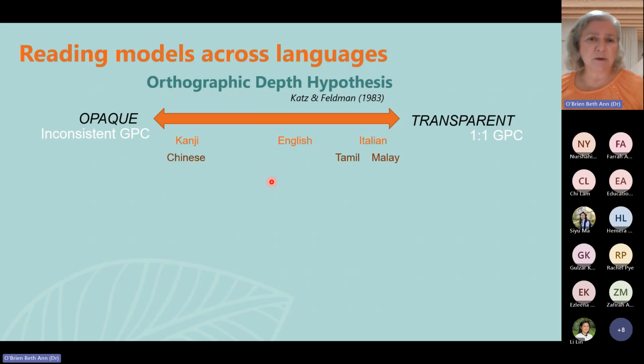And so some of the languages that we're studying here in Singapore and that we'll talk about in our studies on this type of spectrum spread from the more opaque language of Chinese to the more transparent scripts of Tamil and Malay.